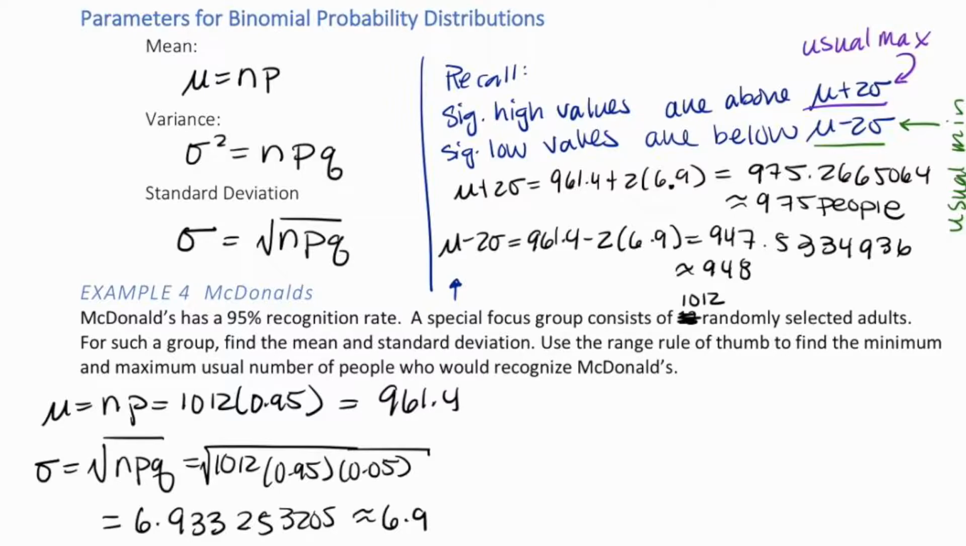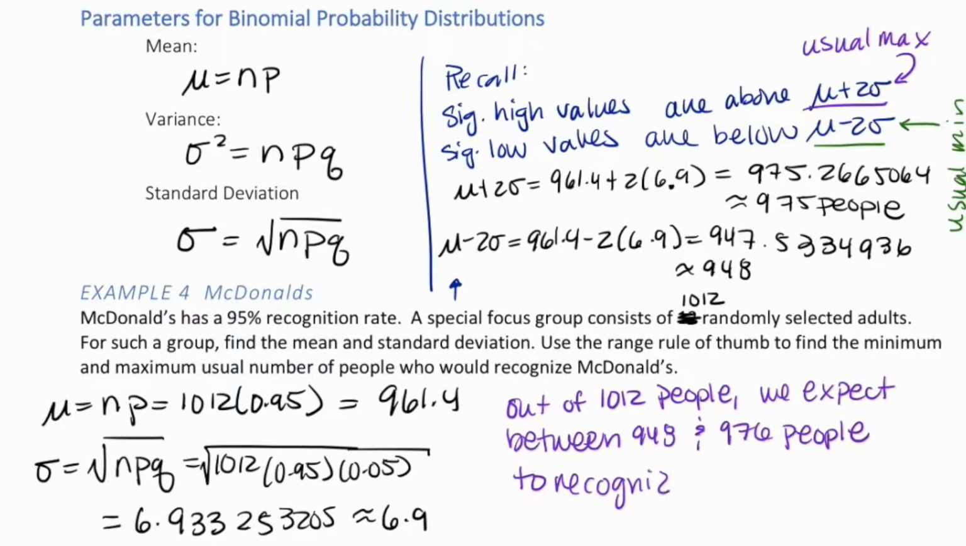So let's write out our answer in a sentence. We're using the range rule of thumb to find the minimum and maximum usual number of people who would recognize McDonald's. Oh, excuse me, I made a little typo here. We're rounding up. Since this is slightly more than 975 people, we round up to 976. Let's move on to the next example.